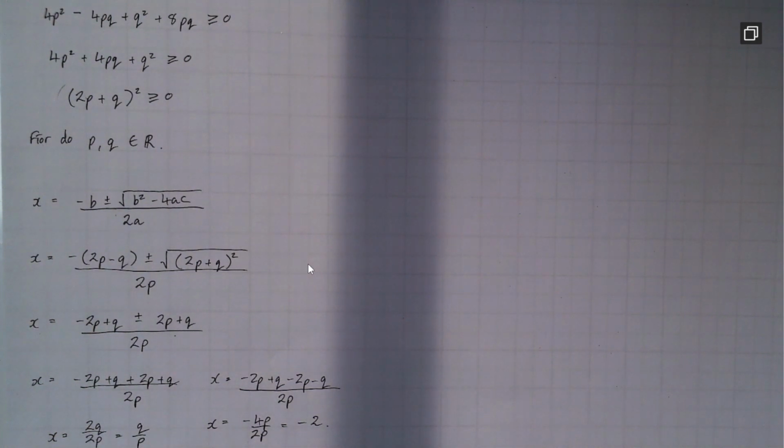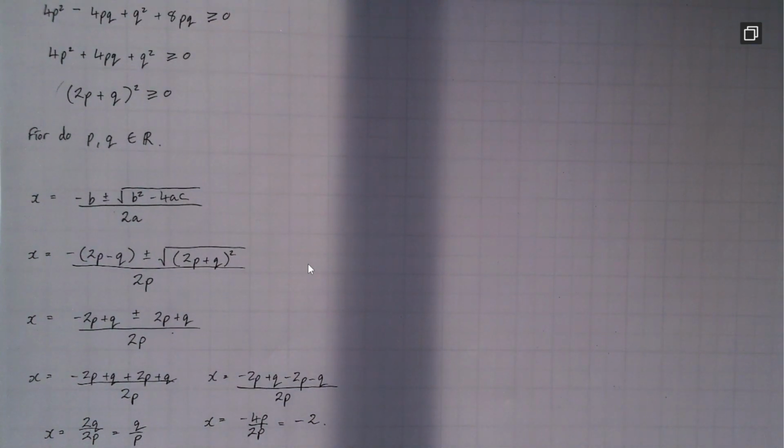So the merger and chat express the roots in terms of p and q. So one root is minus p, then the other root is q, which is p.